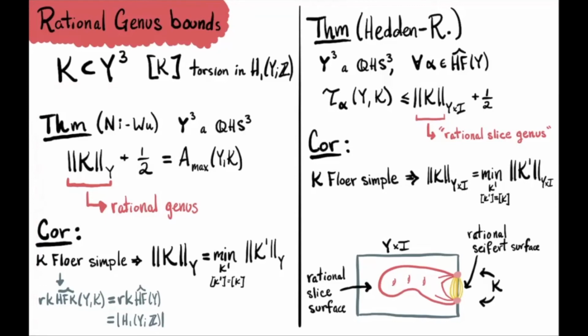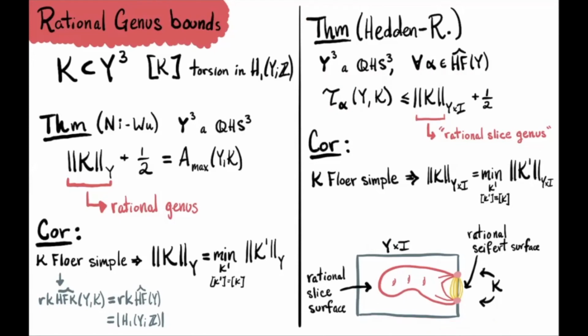And what our relative adjunction inequality allows us to do is push this into 4 dimensions. So we have this theorem that says if Y is a rational homology 3-sphere, then for all alpha in HF hat of Y, the associated tau invariant tau alpha is a lower bound for what I want to call the rational slice genus of the knot plus a half. And what's this rational slice genus? Well, here's a schematic picture of what I mean.